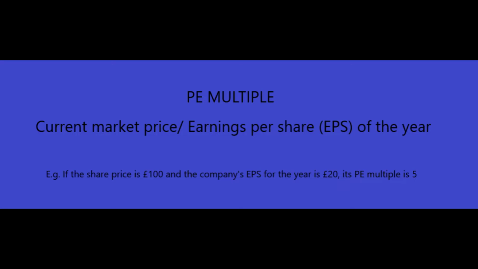As you can see from the illustration, it's a simple equation. We simply divide the current market price by earnings per share. In the example shown, the share price is £100 and the earnings per share is £20, so the multiple is times 5.